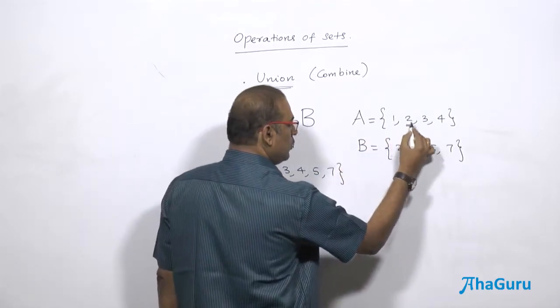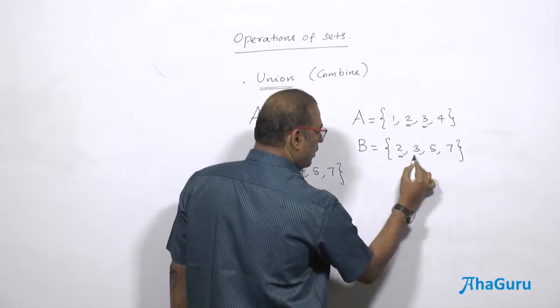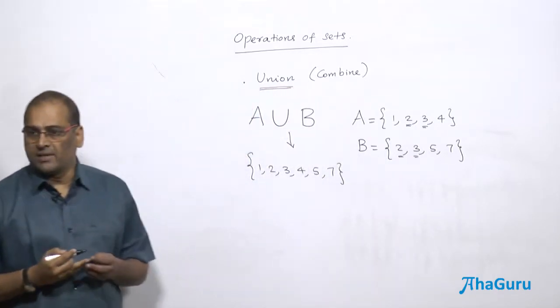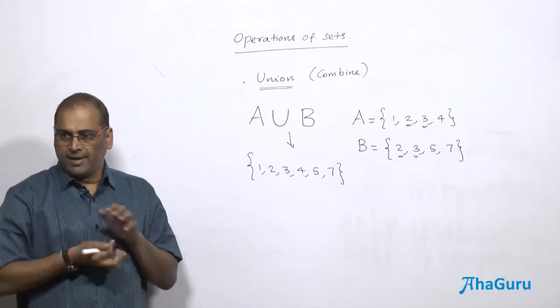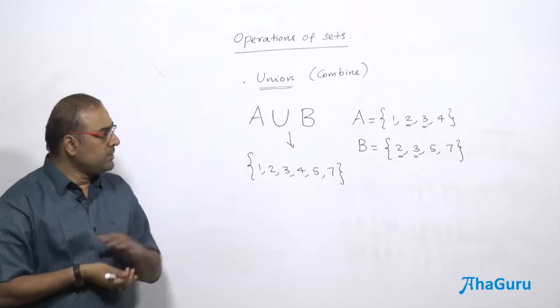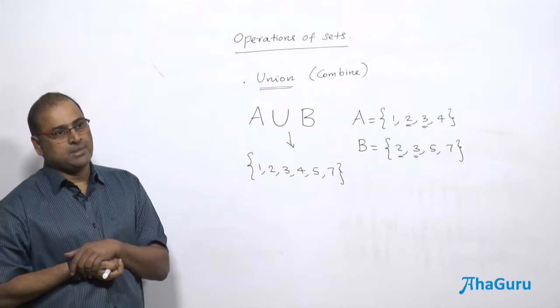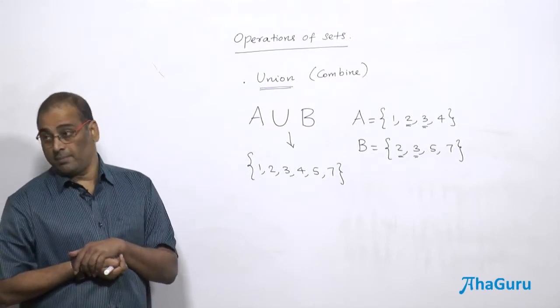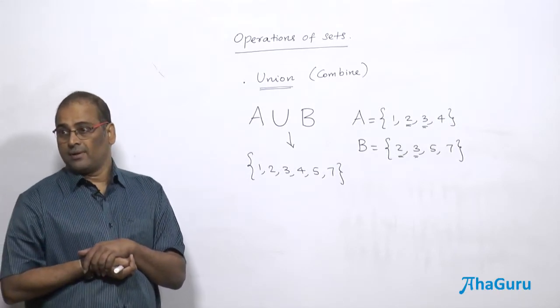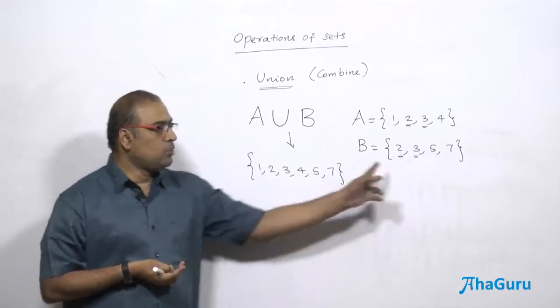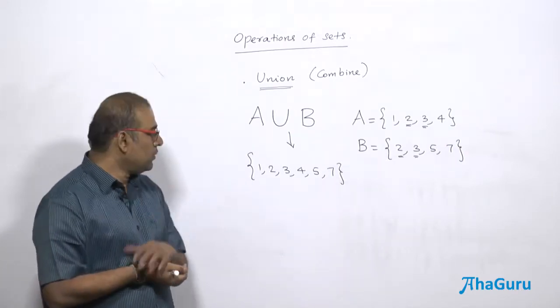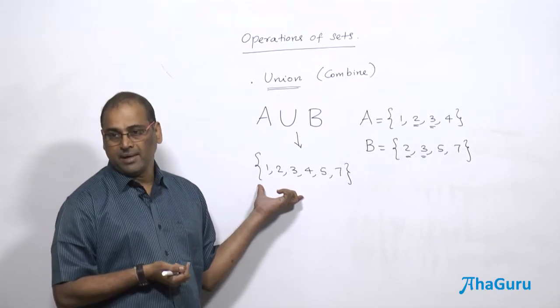And you can see the 2 and 3 are present in both, so you should not write them twice. As you know, a set will not have repeated elements. So this contains 4 elements, this contains 4 elements, but A union B does not contain 8 elements. It may contain 8 elements if they are distinct, but there are 2 overlappings. This is called A union B, right?